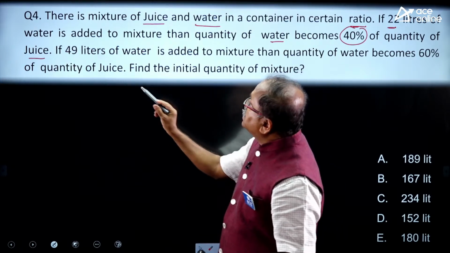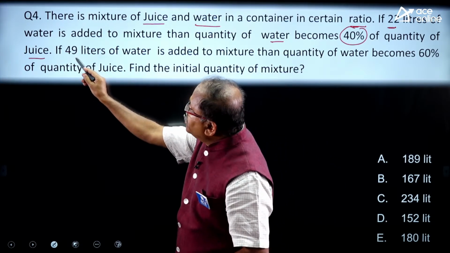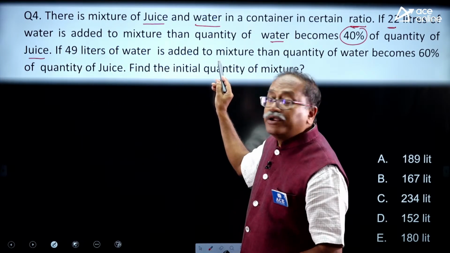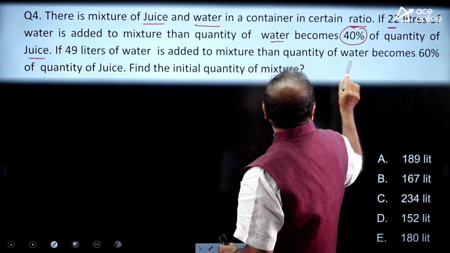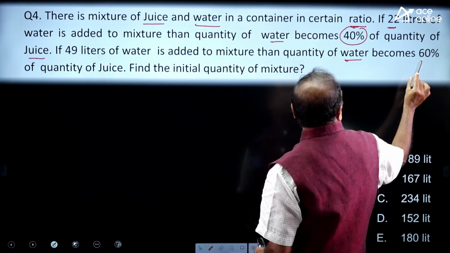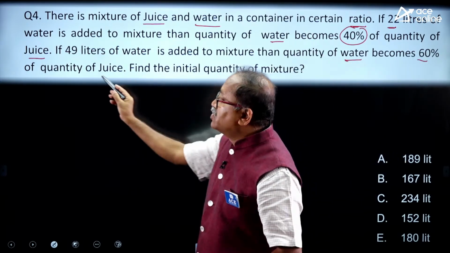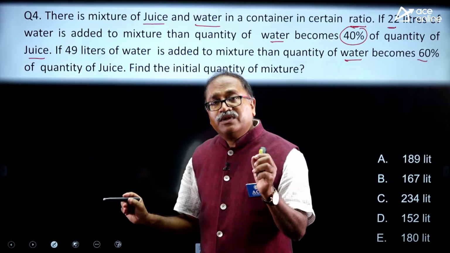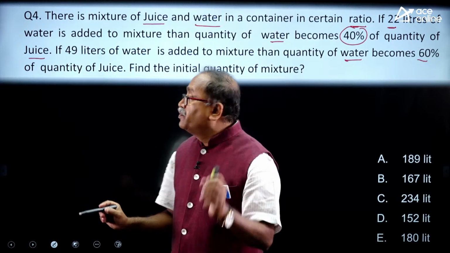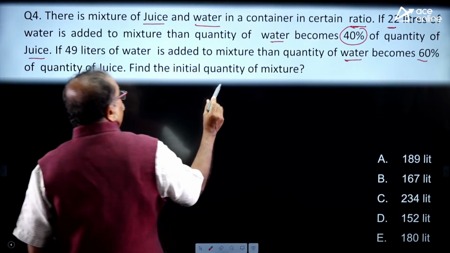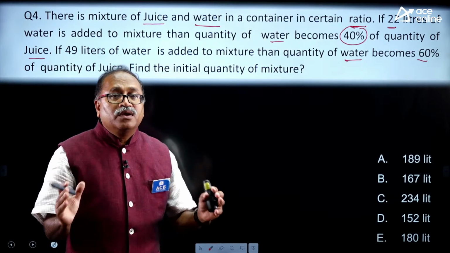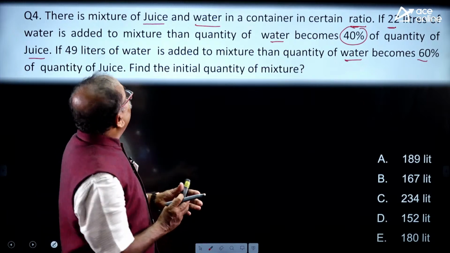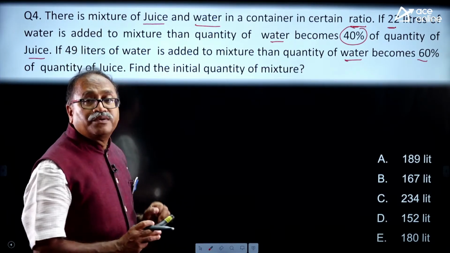The quantity of water is 40% of juice. So in other words, we have a juice to water ratio when 22 liters of water is added. Another thing it said is that if 49 liters of water is added to the mixture, then the quantity of water becomes 60% of the quantity of juice. In the second case also we have the ratio of juice to water. Now the question is, find the initial quantity of mixture.